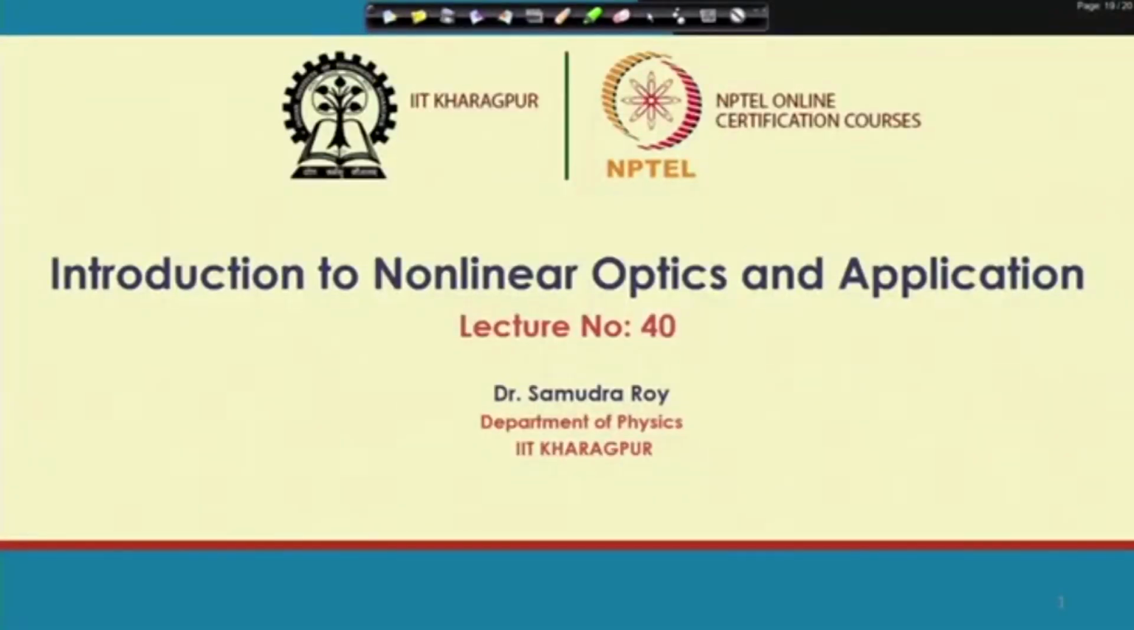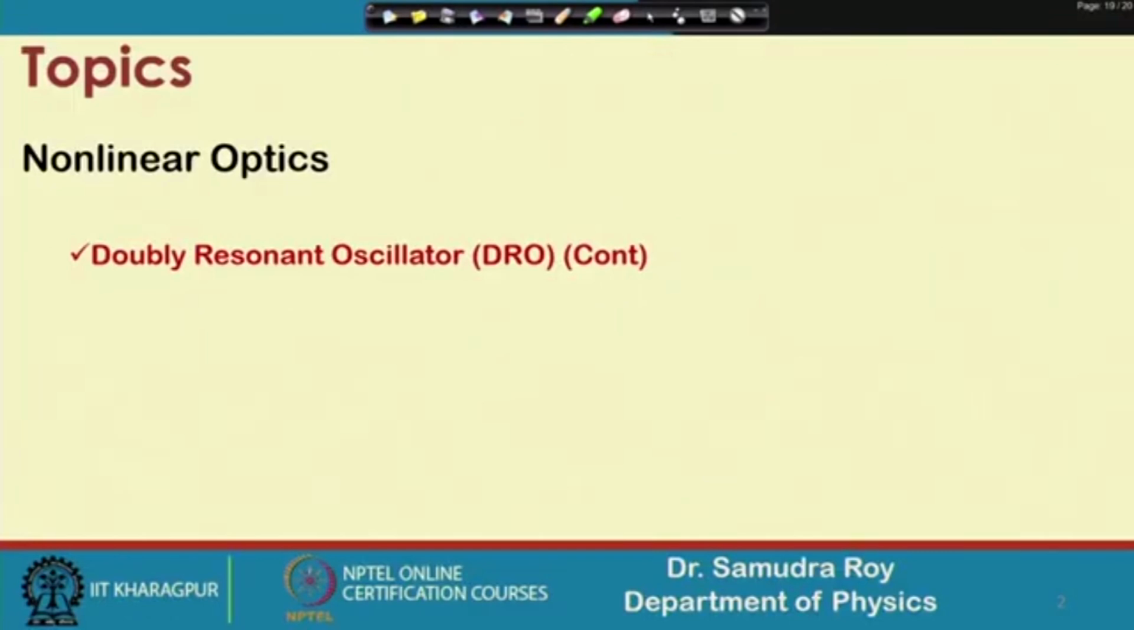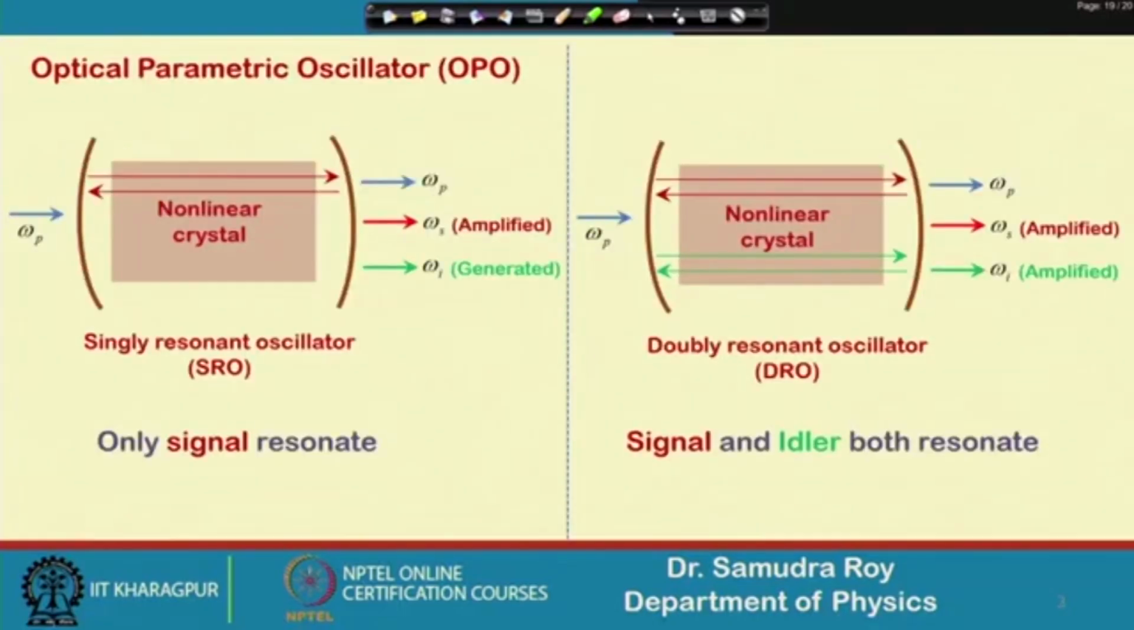So, welcome students to the next class of Introduction to Nonlinear Optics and Application. So, in the last class we started the evolution process inside the DRO. So, this is lecture number 14. So, we will continue this topic. So, DRO, the process of the DRO. So, again go back to the slides and we will find this relationship.